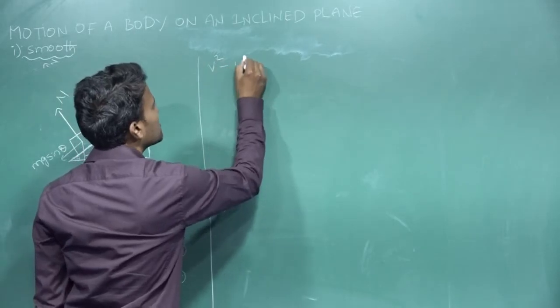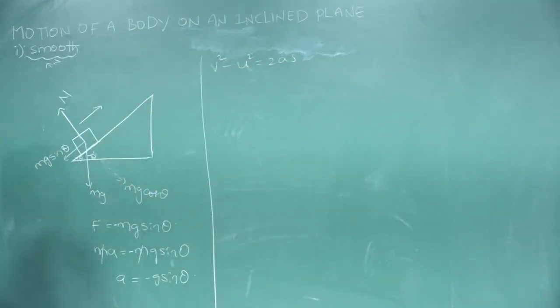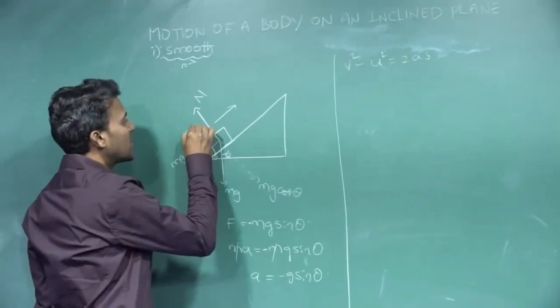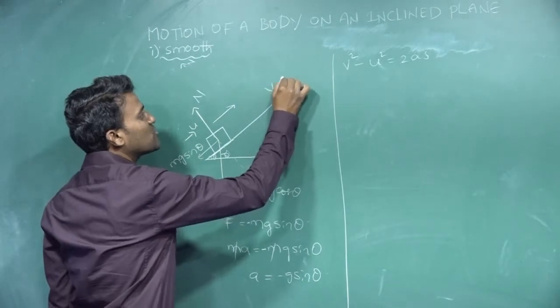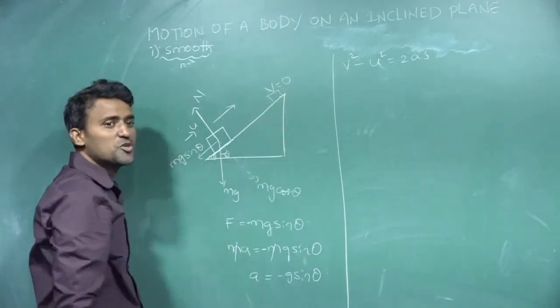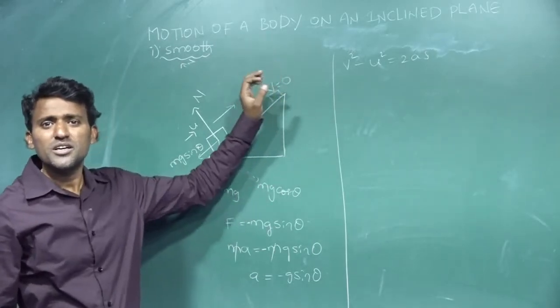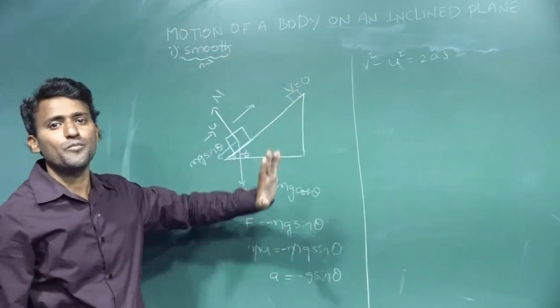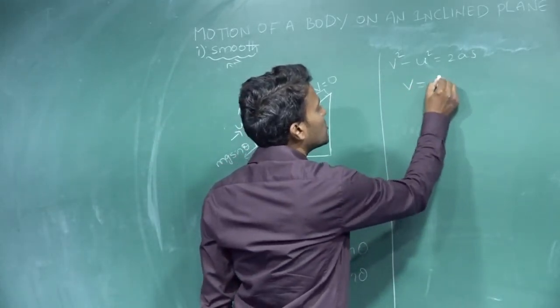V square minus u square is equal to 2as. Now, what is the velocity? The object is projected with a velocity u. When it reaches the top, its velocity becomes 0. The object comes to rest. While it is going upward, when it reaches the top position, its velocity will become 0. So, final velocity v is equal to 0.